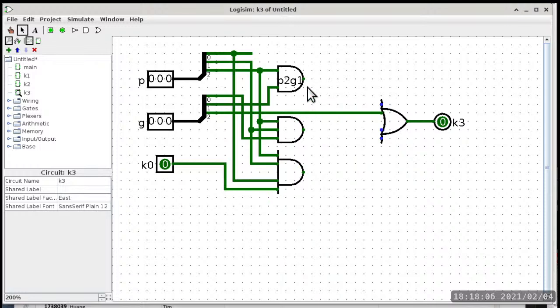And now we just have to hook up the output of the AND gate into the input of the OR gate. Okay, so. Alright, yes, this is looking very ugly. There we go. And there we go. Whew. All right. And here we're done with K3. So we got K1, K2, and K3. I didn't change the appearance.